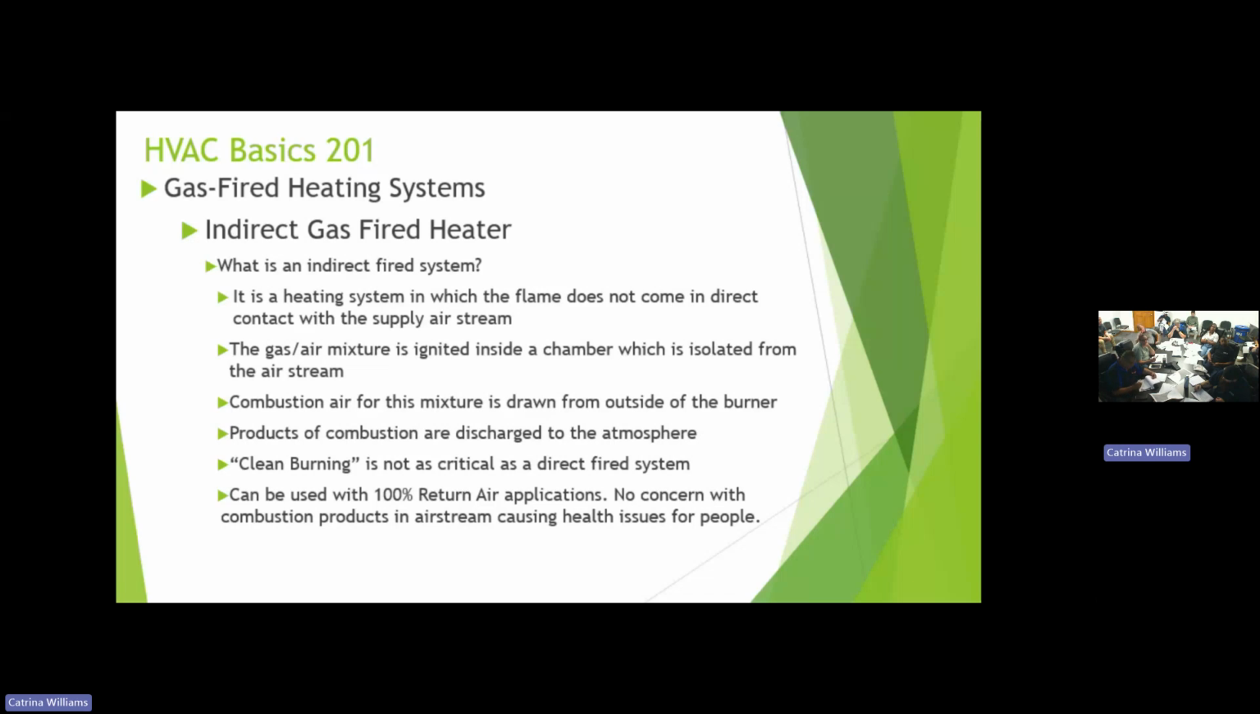If you've got the indirect fired burner sitting here in the unit, the combustion air comes from that area for that burner. So in essence, you're pulling a slight negative on a building by all the combustion air coming in. Because that's not coming from outside, it's coming from your space that goes in there for combustion air, and then that's exhausted out. So you lose that air.